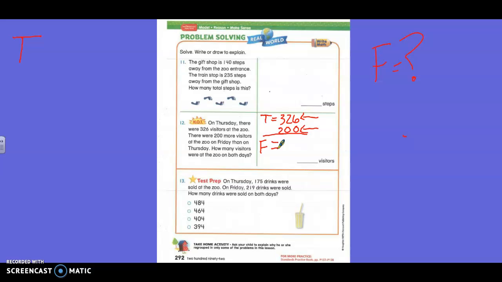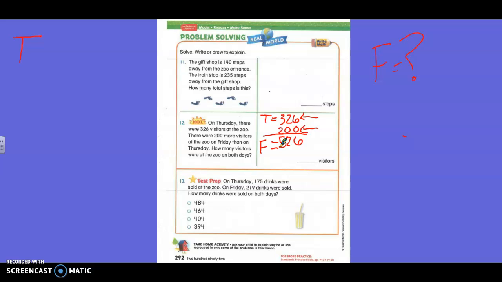Okay, so 6 plus 0 is what? Easy. What is it, boys and girls? 6. 2 plus 0 is? 2. 3 plus 0, 2 plus 2 is? Everyone? 5. So what is it on Friday now? 526. Okay, so now we figured out what Friday is.